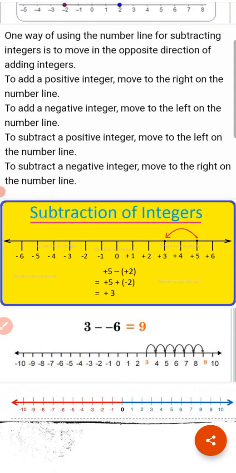To add a positive integer, move to the right. To add a negative integer, move to the left. That is the opposite direction of right.